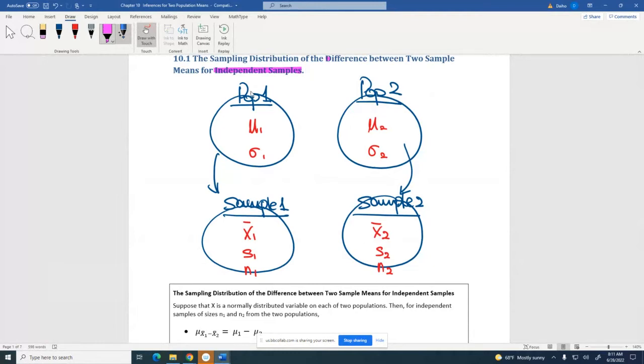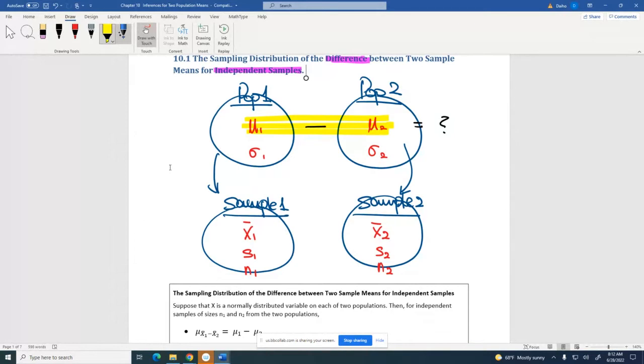So we are going to take the difference. We are going to focus on the difference. So the question will be, how much will be the difference? And that will be the null hypothesis. If the two population means mu1 and mu2 are the same, how much should be the difference? 0, yes.